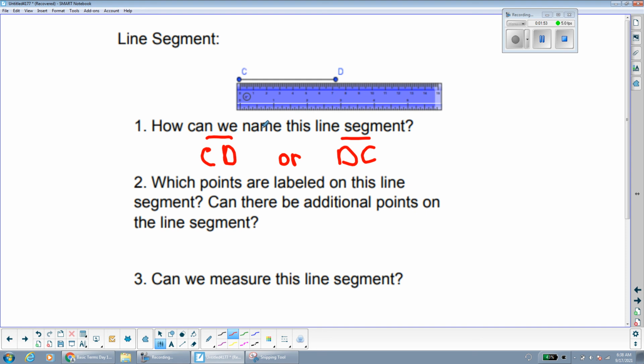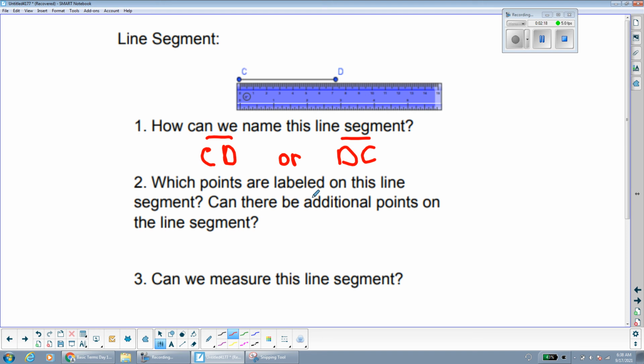So that notation on top is important. The second question says, which points are labeled on this line segment? As we can see, points C and D are the ones that are labeled here. We use those to help us name the line segment. Can there be additional points on the line segment? Or are C and D the only points that exist on this line segment? Take a minute, write down your thoughts.